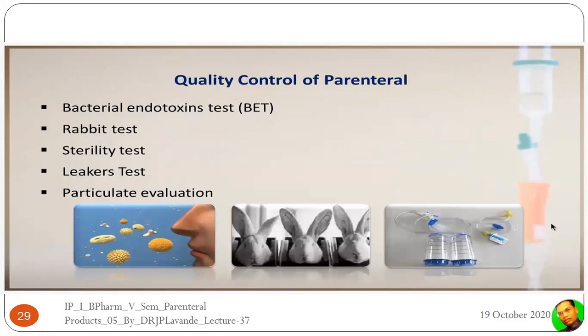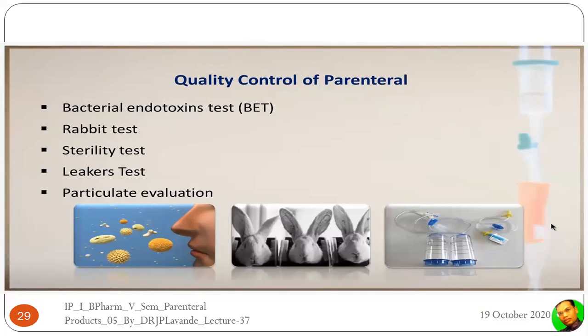Now, once this product, say the parenteral product, is manufactured, it has to be subjected to quality control. Quality control is nothing but ensuring that the product is free from pyrogens. In the case of a parenteral product, not only should we ensure the product is free from pyrogens, but also that it is sterile, free from particulate matter, and does not have any kind of leakage in the container, which would lead to contamination.